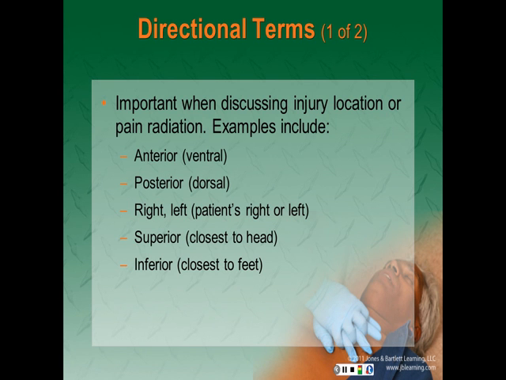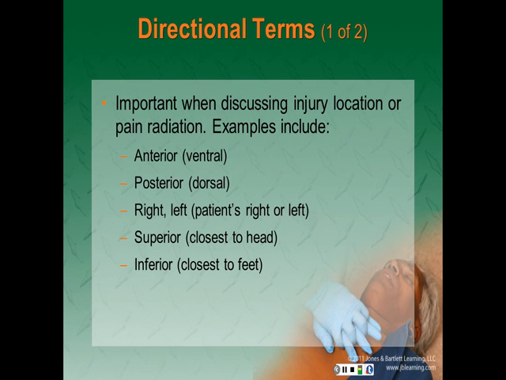Directional terms are important when discussing injury location or pain radiation. So when we refer to anterior or ventral, that's the front of the body. Posterior or dorsal is the back of the body. Right and left refer to the patient's right or left, not yours. And superior refers to closest to the head, and inferior closest to the feet.